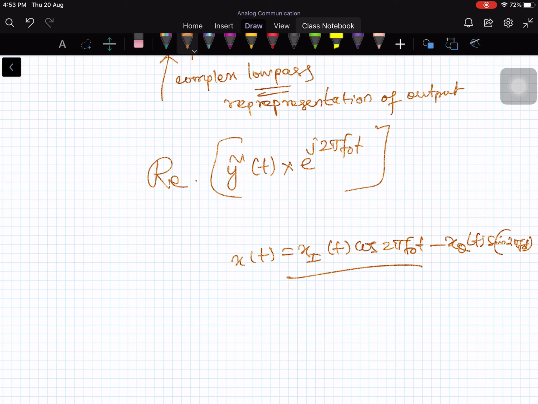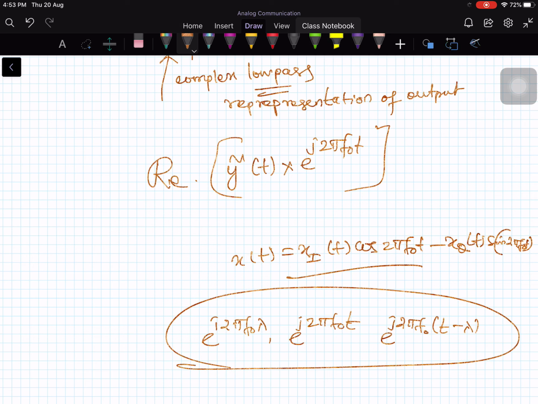Okay, so I keep on carrying on that work, and at the end you can multiply by e to the j 2 pi f naught t and take the real part. Because with the e to the j 2 pi f naught lambda, then e to the j 2 pi f naught t, then e to the j 2 pi f naught (t minus lambda), there are many terms involved in the integration. So these all give unnecessary mess in the calculation. Therefore these terms are not necessary to carry with us at all in our manipulations.